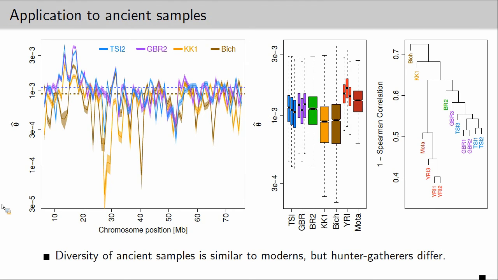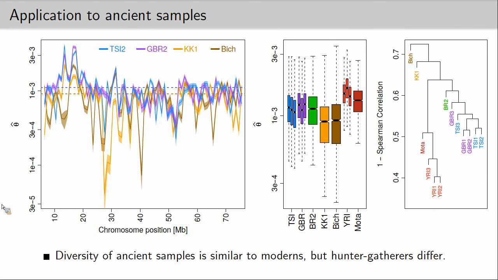We then run this on a bunch of samples. We have here three modern samples from Italy, from Britain. We have BR2, a Bronze Age sample. We have the two hunter-gatherers. Then we have three African modern samples and an ancient African sample here, the Mota sample. What is shown is the distribution of heterozygosity in the windows. We see that the Bronze Age sample seems to have pretty much the same diversity as a modern European. That's kind of expected. Hunter-gatherers have slightly lower diversity. We see that Africans have a higher diversity than Europeans. That's well characterized. Interestingly, this ancient African also exceeds modern Europeans in diversity as well.